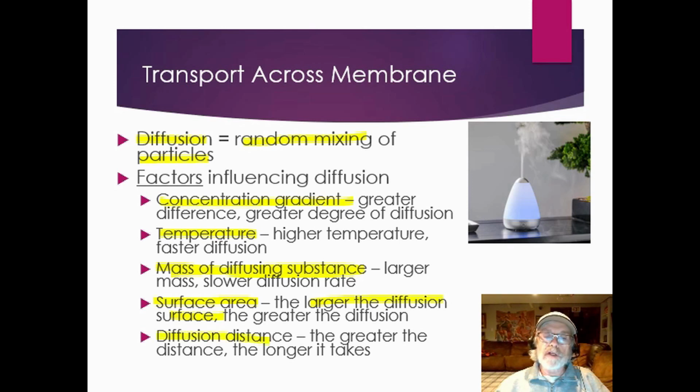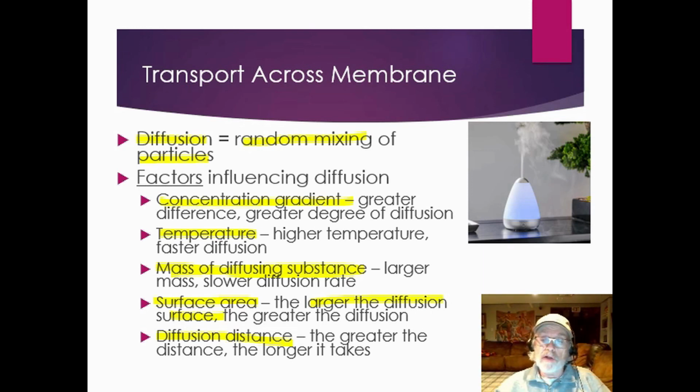Also the diffusion distance. The longer the distance it has to go to diffuse, the longer it takes. This becomes clinically significant in people with chronic obstructive pulmonary disease. The areas of the lungs become scarred, so the oxygen has to go through a longer distance to get from inside these little air sacs called alveoli into the blood vessels, because of all the scar tissue around these little air sacs.